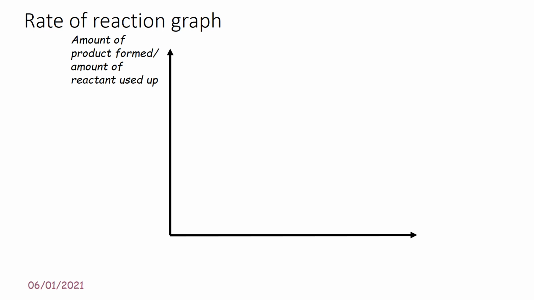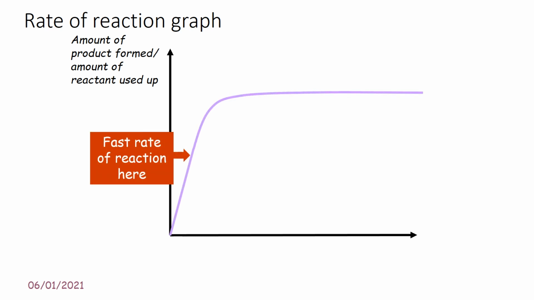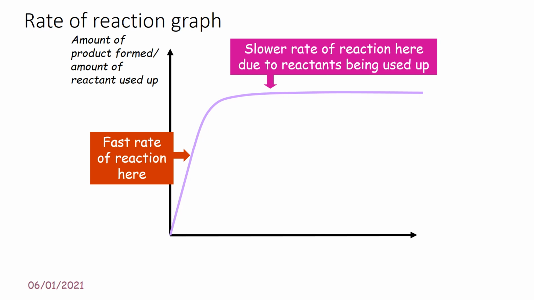So we can show rates of reaction on graphs. So either the amount of product formed or the amount of reactant used up on the y-axis, and therefore on the x-axis is going to be, you guessed it, time. This obviously denotes a fast rate of reaction, because if this is time on the x-axis here, the steeper the line is, the faster the amount of product formed or amount of reactant used up is. And then if it flattens, the less steep the curve, the slower the rate of reaction there.